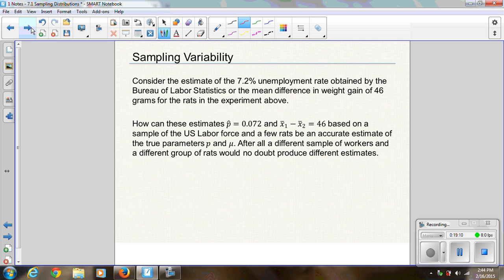So if we consider the estimate of the 7.2% unemployment rate obtained by the Bureau of Labor Statistics, or the mean difference in weight gain of 46 grams for the rats in the experiment above, how can we use these estimates of p hat or the difference in the two x bars based on a sample? How can we use them to estimate the true parameters? In this case, it would be a population proportion and a mean for the population. After all, a different sample of workers or a different group of rats would certainly produce a different estimate.